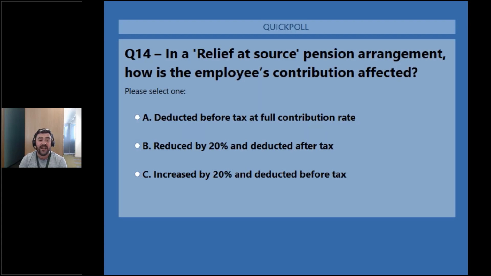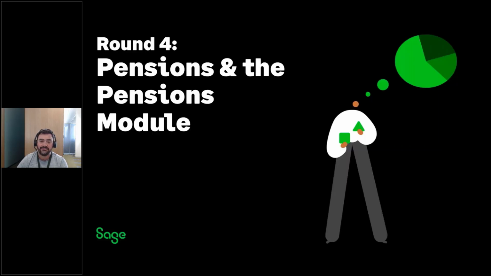Question 14, in a relief at source tax relief arrangement, how is the employee's contribution affected? Is the answer A, it's deducted before tax at the full contribution rate? Is it B, it's reduced by 20% and deducted after tax? Or is it C? It's increased by 20% and deducted before tax. And we'll just close that one down so we can move on to question 15.